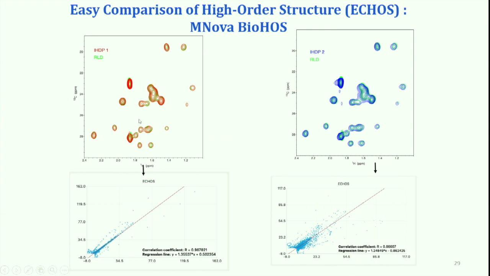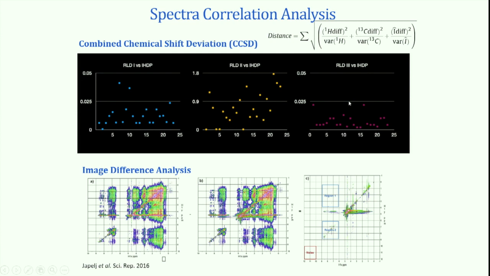So not only qualitatively, but we can also establish quantitatively how similar or how different they are based on the spectrum that I recorded. This is all methyl HSQC that I was discussing of RLD and IHDP. But there are many other methods for doing a statistical analysis. Another one is called CCSD, combined chemical shift deviation, which takes the proton chemical shift, carbon chemical shift and intensity and plots them in this equation to show how similar or dissimilar two peaks are.